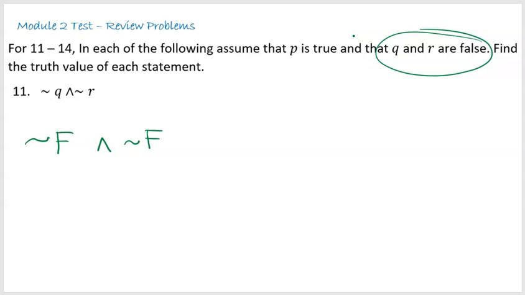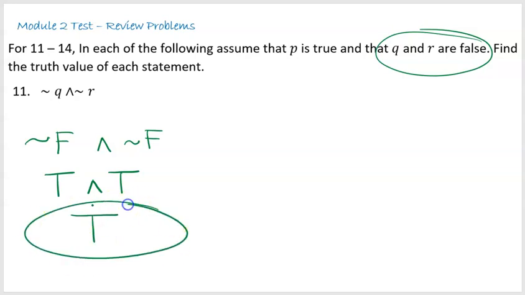Now we know how negations work. A not false is a true statement. I'm keeping my and symbol. A not false is a true statement. And we know from our truth table for true and true, remember if they're both true, then that is the only time an and statement is true. So overall, this is a true statement.